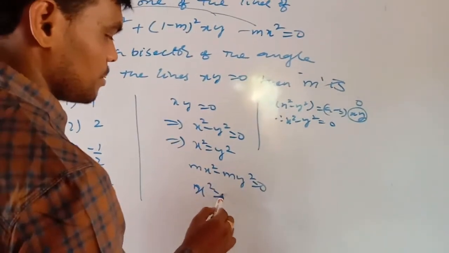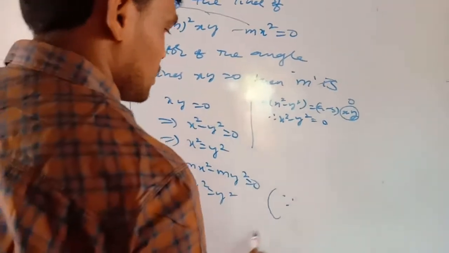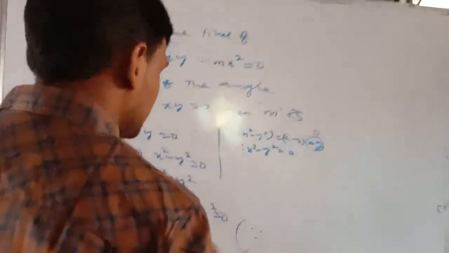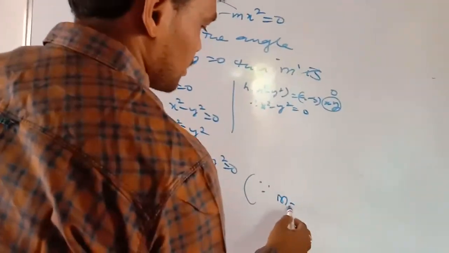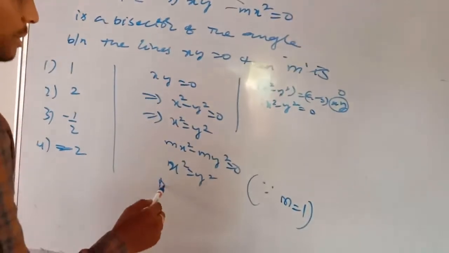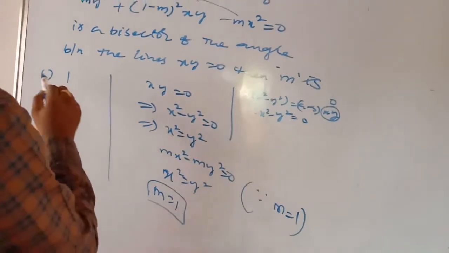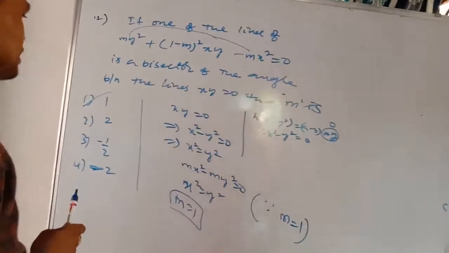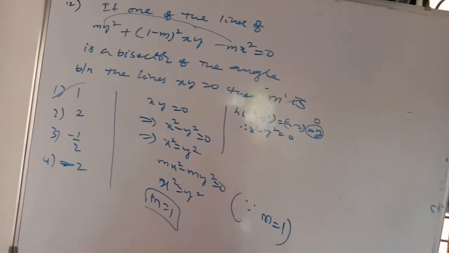X square is equal to y square. So it satisfies the value m is equal to 1. Now here m is equal to 1, so this is the first option. So the answer is 1.